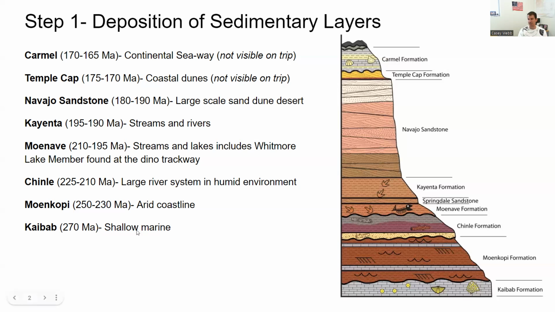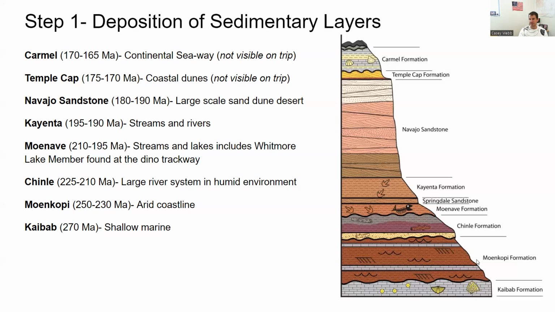So if we start at the base, we have the Kaibab formation or Kaibab limestone, which is full of marine fossils. This is a layer that we only really saw at the Hurricane Hill overlook as we're overlooking the Hurricane Valley. This was marine fossils, so we can make an inference that this was deposited in a shallow marine setting where lots of these sea critters lived and thrived.